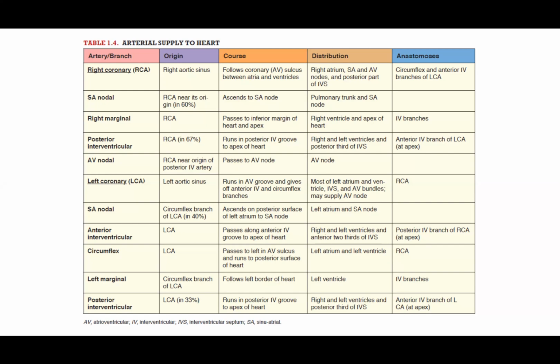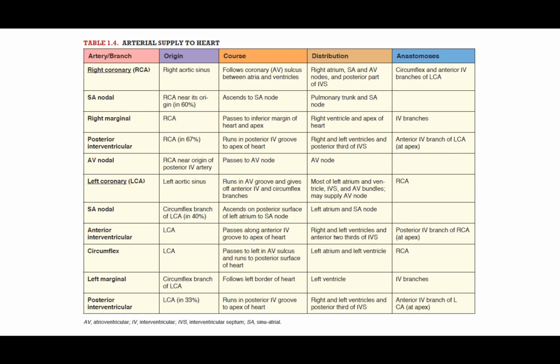The right coronary artery will typically supply the right atrium, most of the right ventricle, the diaphragmatic surface of the left ventricle, part of the interventricular septum, the sinoatrial node in 60% of people, and the atrioventricular node in about 80% of people. The left coronary artery arises from the left aortic sinus of the ascending aorta.